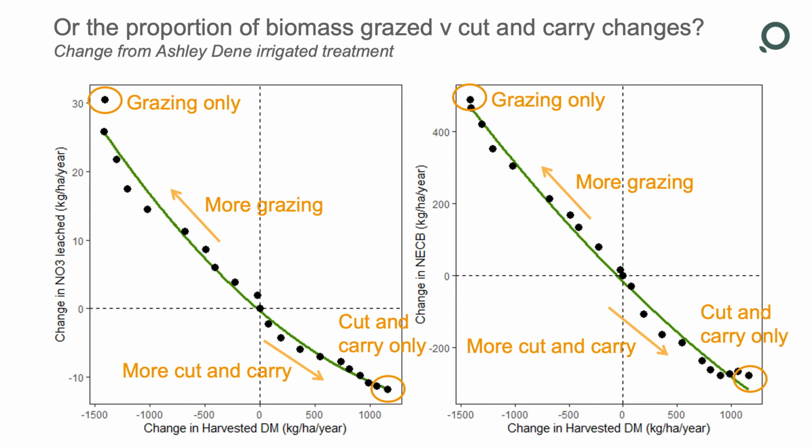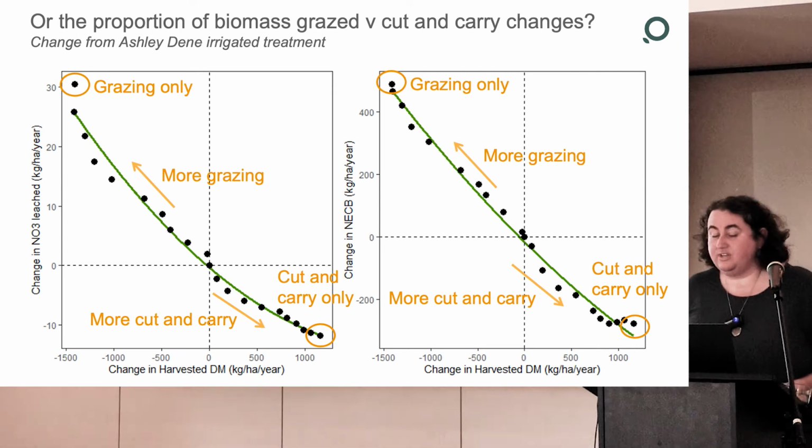And we can see here that as you increase grazing in the left-hand panel, that's up to grazing only, more cut and carry to full cut and carry only. And I'll put those same labels onto the same figure on the right. And we can see there's a negative relationship with leaching, as you might imagine. When there's more grazing, you tend to see a modest increase in leaching.